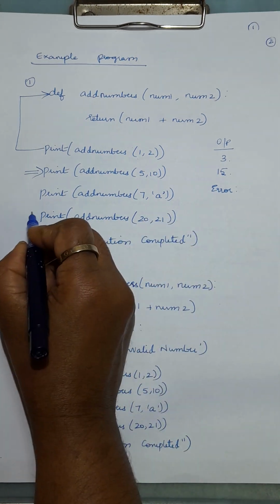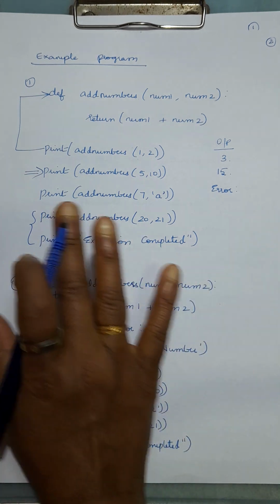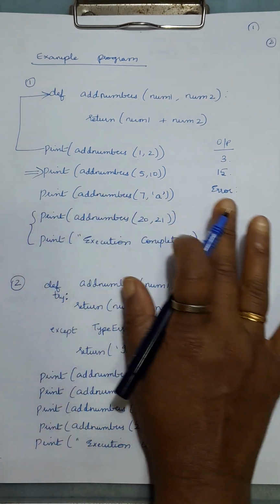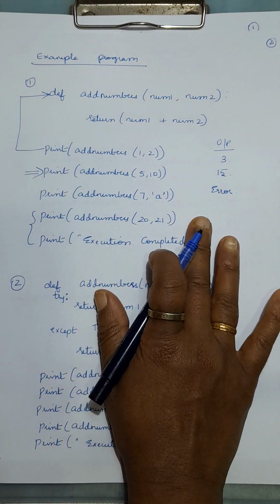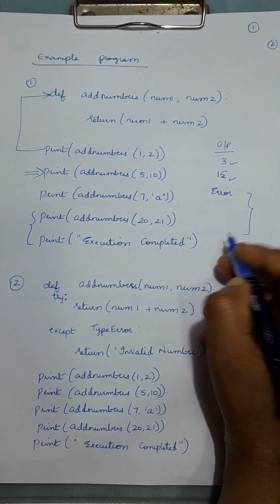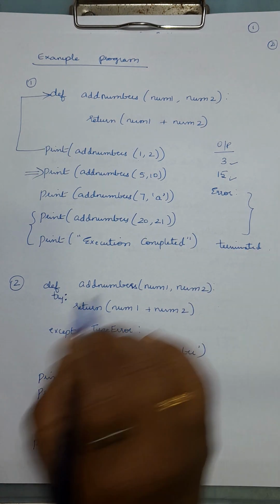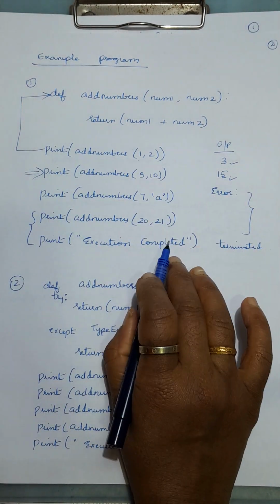After getting the error, the remaining two lines will not be executed because I'm not making use of any exception handlers. Understood? I'm not using any exception handler. It is a normal program. So I'll get output 3, 15 followed by errors, and my program will be terminated abruptly without getting any further output. Understood? Okay. How do we avoid this?